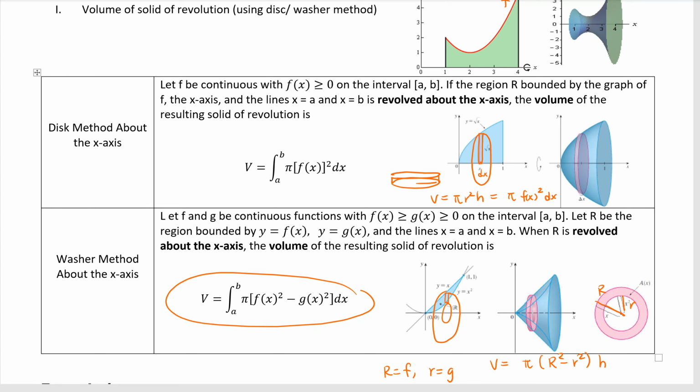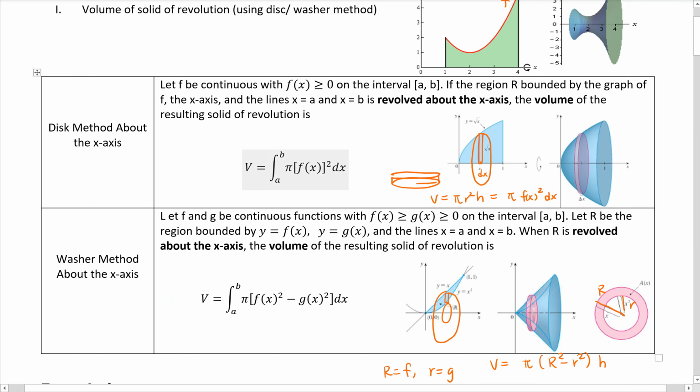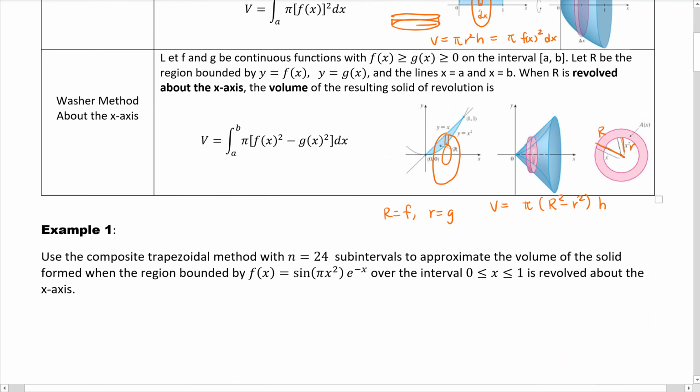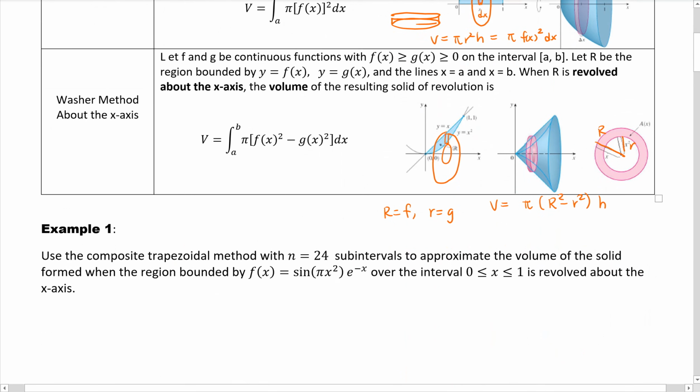So far, so good, everybody? Okay. Now let's look at our example. Use the composite trapezoidal method with n equals 24 for MATLAB, but in class, if we want to calculate by hand, let's do 4 subintervals to approximate the volume of the solid formed when the region bounded by f equals sine of pi x squared, e to the minus x, over the interval 0 to 1 is revolved about the x-axis.